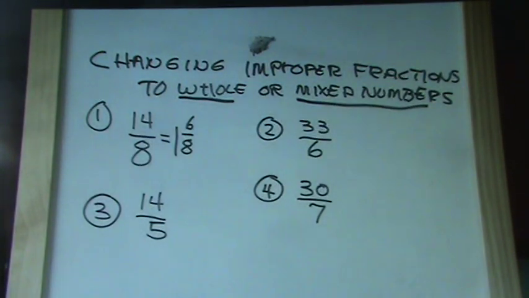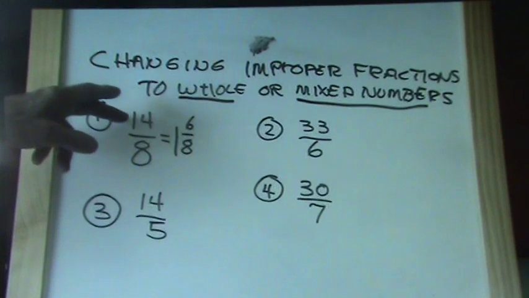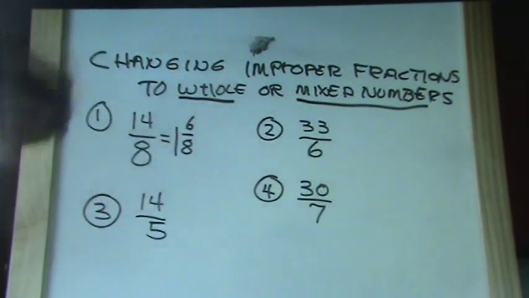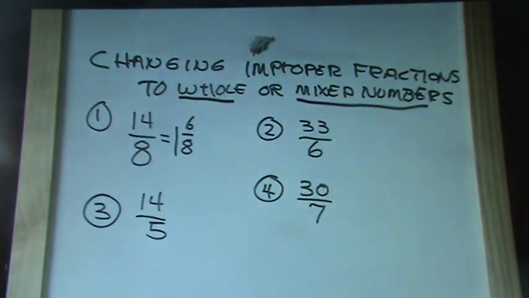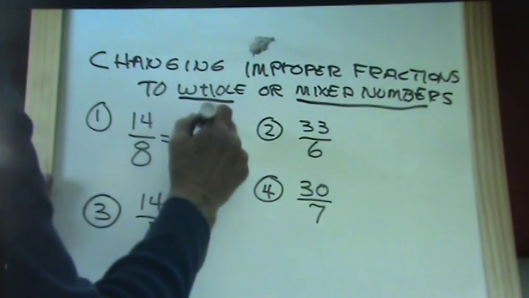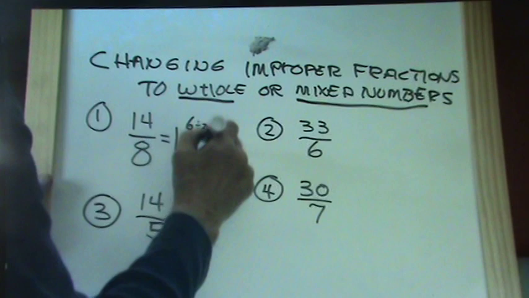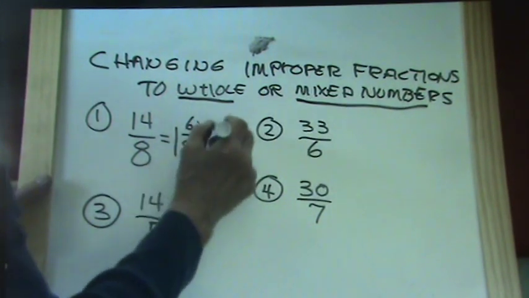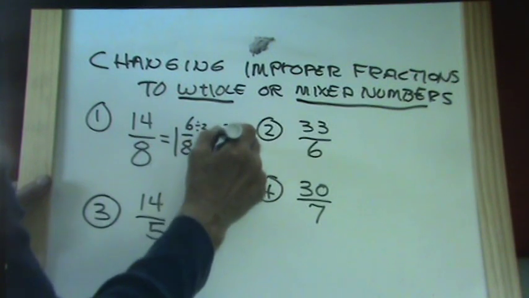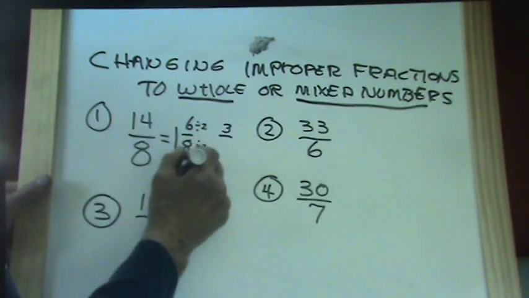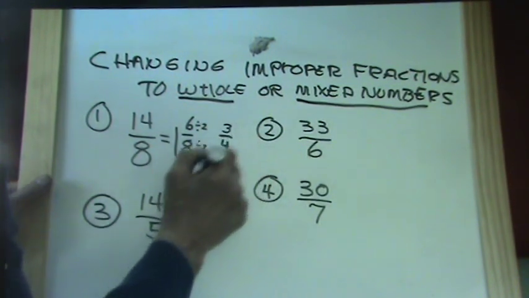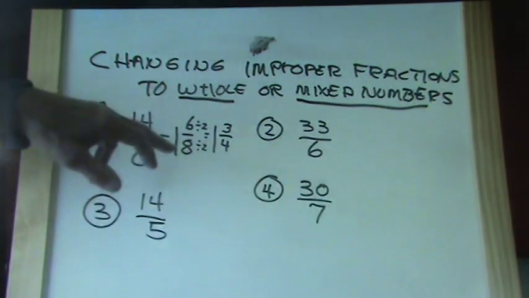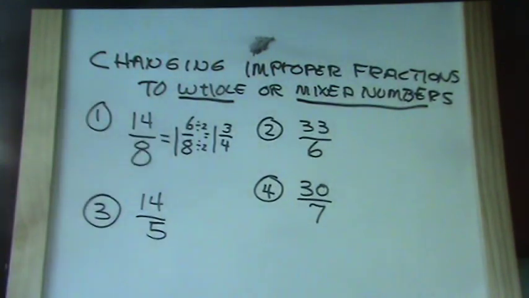Now I say, well, okay, so 14/8 is equal to 1 6/8. Is 6/8 in its lowest terms? No, it's not, because I know I can divide this by 2 and I can divide this by 2. 2 goes into 6 3 times. 2 goes into 8 4 times. So my answer is 1 3/4.